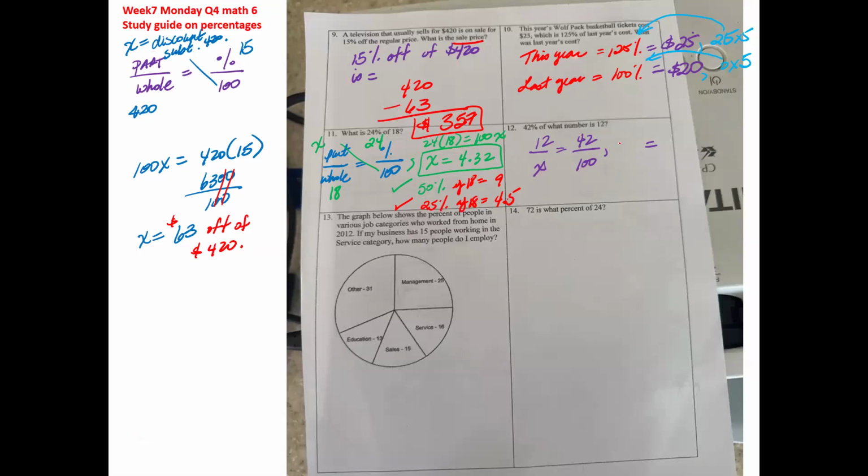X times 42%. It's not 42%, it's just 42. 42x. 100 times 12 is 1,200. I will divide that by 42. Do you want me to use the calculator? Yeah, use the calculator. I don't have time to wait for you. Sorry. Let's go. Two more questions. 28.5.